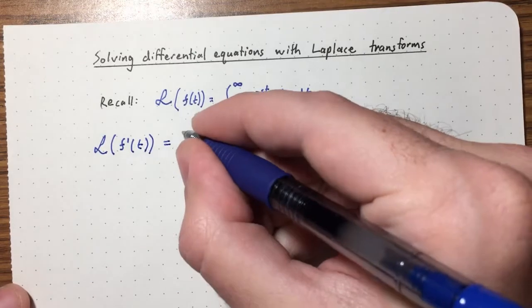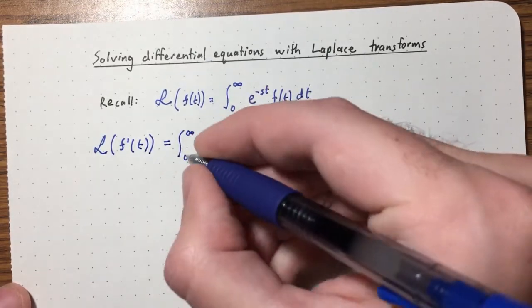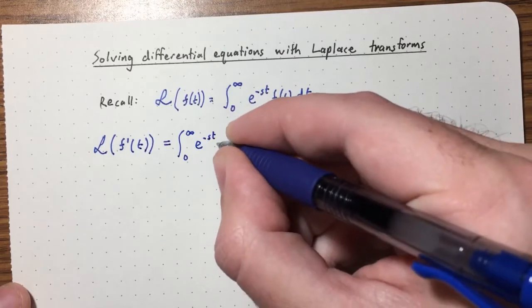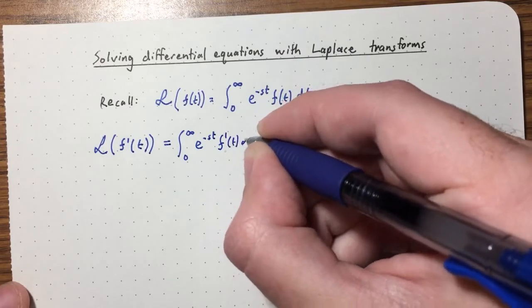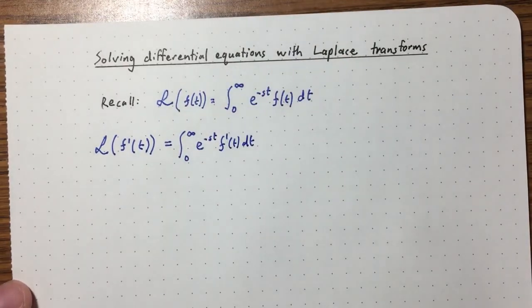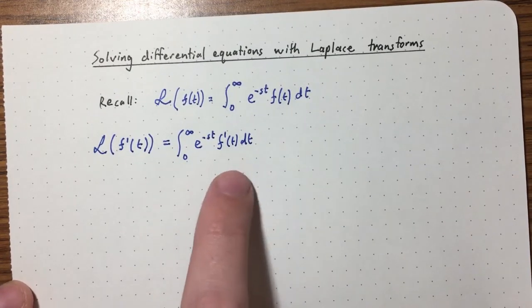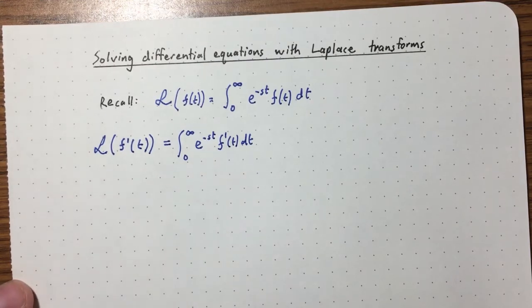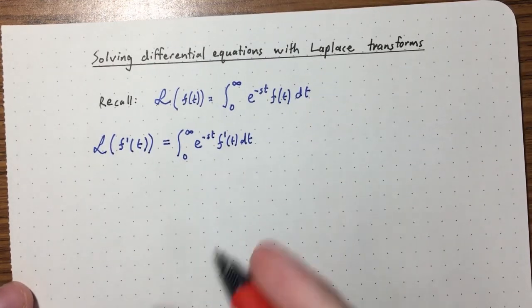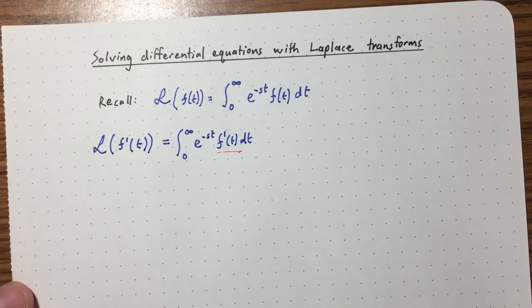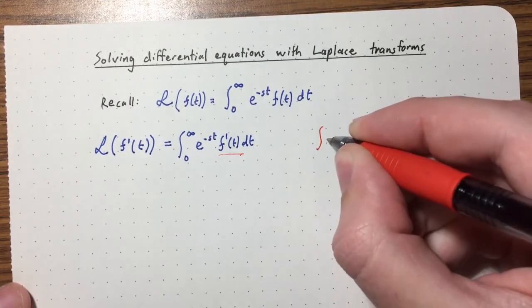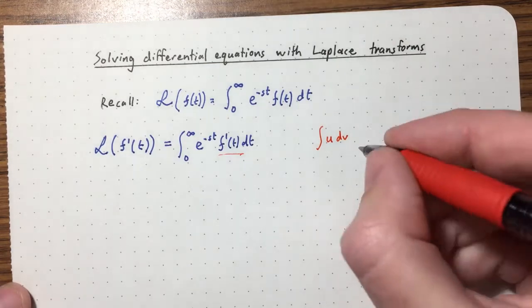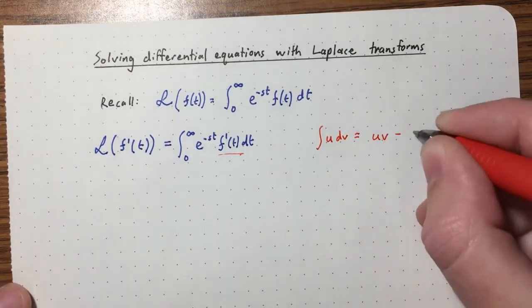Let's write down this definition. Okay, so instead of f of t, I need to put f prime of t dt. Okay, well, we could stop there, but this is not really telling us much, right? But whenever I see a derivative of a function times something else inside an integral, I think about integration by parts, and that's because integration by parts turns an integral like this, u dv, into, well, uv minus an integral like this.